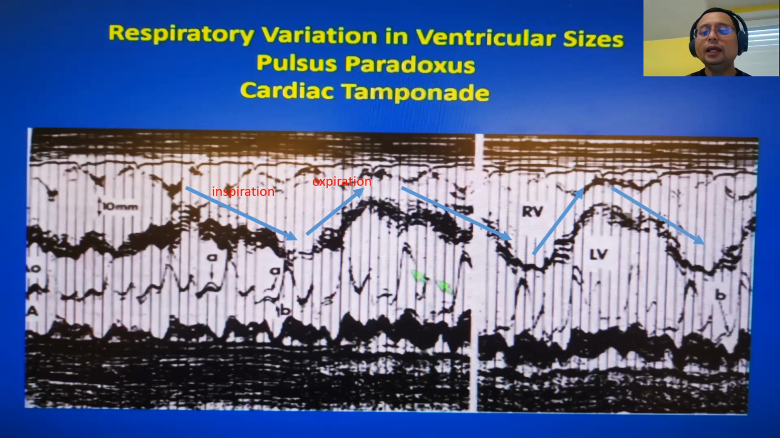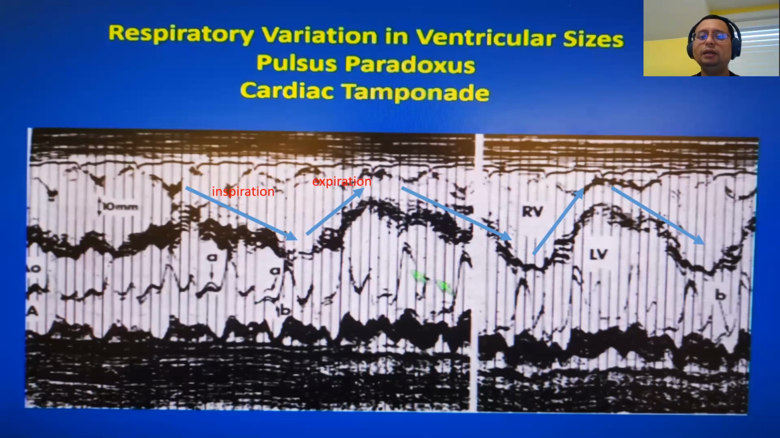So this is also the mechanism of pulsus paradoxus. What is pulsus paradoxus? Pulsus paradoxus means that during inspiration, there is a reduction in systolic BP of more than 10 millimeters of mercury, meaning that you have a reduction in your cardiac output. Looking at this now, you can make sense of why you have that marked reduction in cardiac output. It is because during inspiration, the septum is moving towards the left ventricle. The cavity of the left ventricle becomes small, so a little bit less flow comes out. That's why you have pulsus paradoxus.